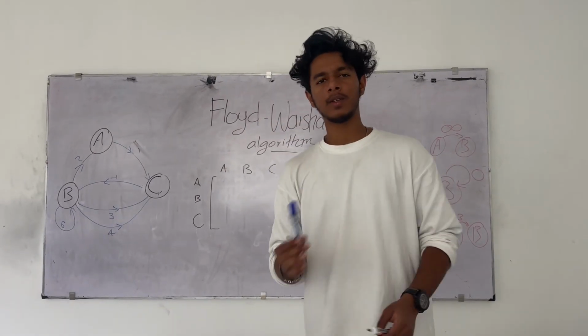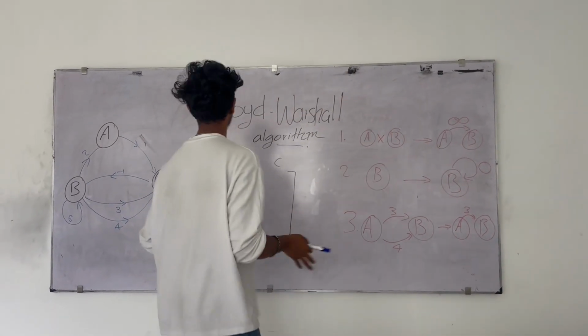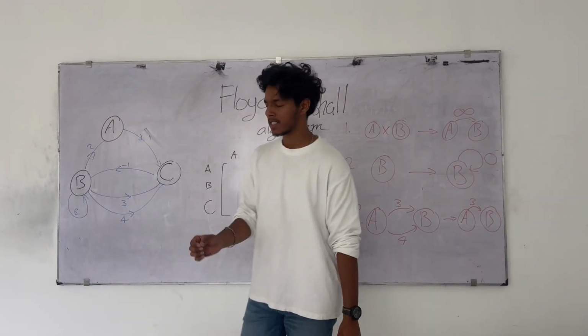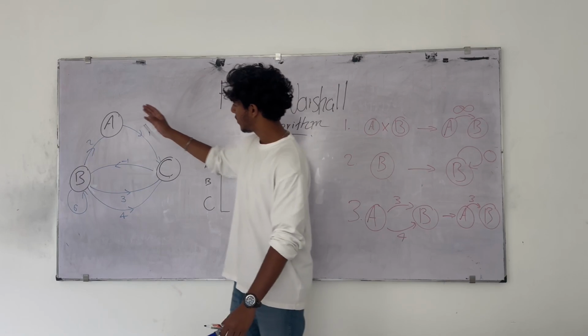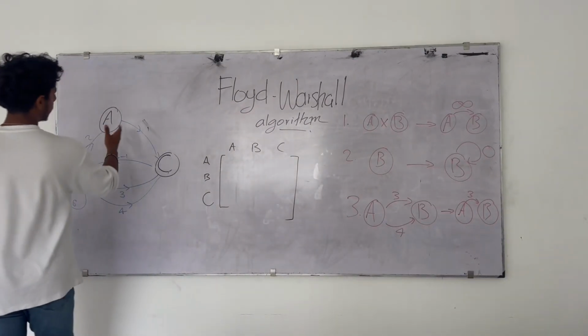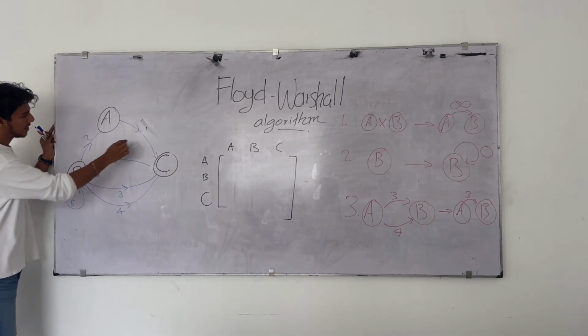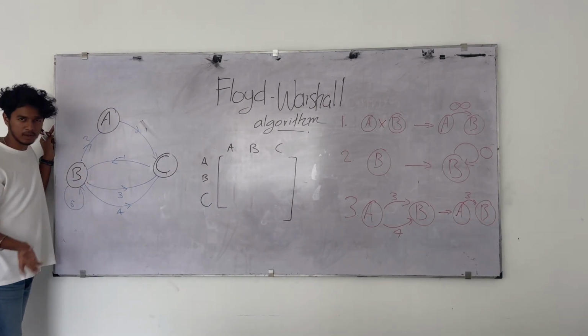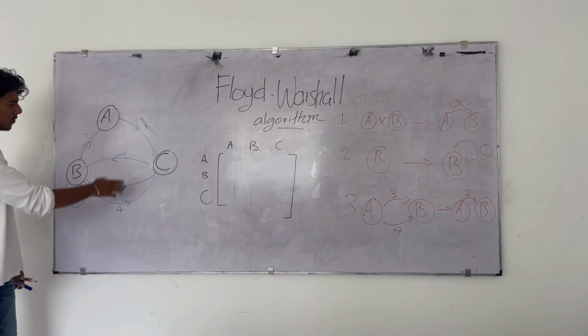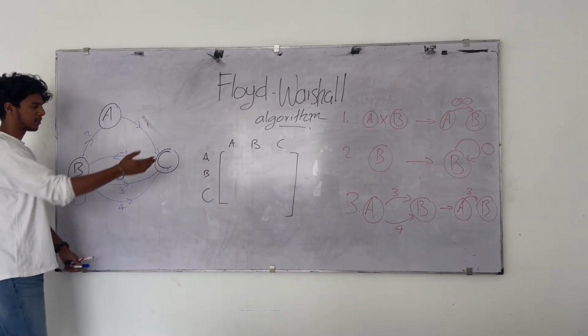Now let's discuss how the Warshall algorithm works. The Warshall algorithm determines the shortest path between two nodes of a graph. These are called nodes or vertices, and these lines are known as edges or connections. I drew a matrix with these nodes. Now let's put the necessary elements into it.